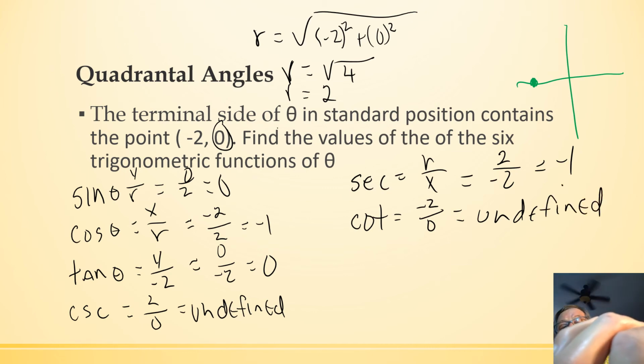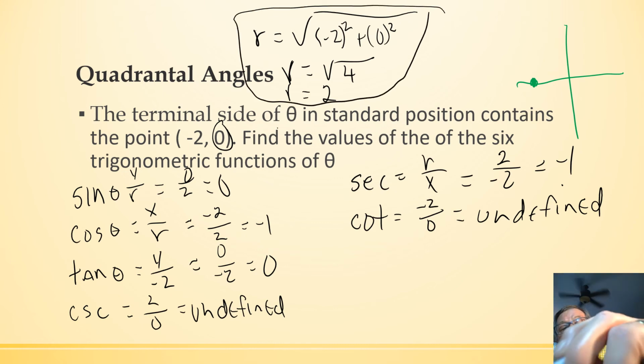Now, a shortcut is if I take the r, I just take the value of whichever is the non-zero coordinate, and whether it's negative or positive, it becomes positive for r, if you notice. But it's probably easier just to plug it in, put the x coordinate and the y coordinate, take the square root of it, and let that be your value of r, rather than trying to remember where r becomes positive or negative, because this will do it for you. All right, quadrantal angles.